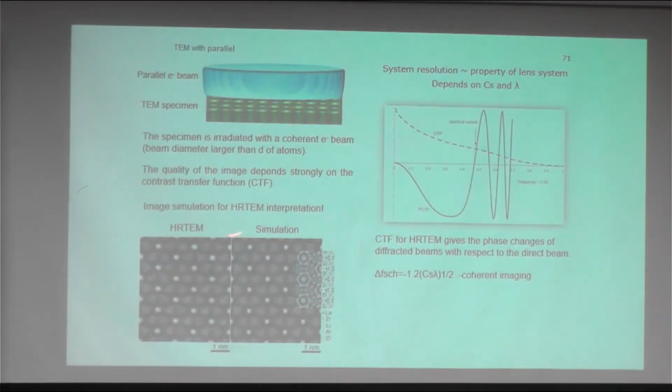So an HRTEM image is not a direct image because you have different focuses. You can focus your image and get lattice planes at different focus values. Only at this focus value will the dark areas correspond to the atomic areas, and the bright ones not. In other cases, you need the image simulation.